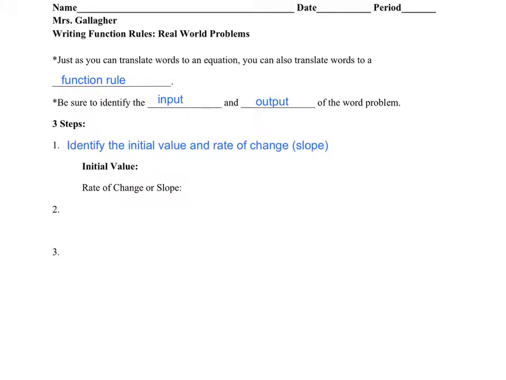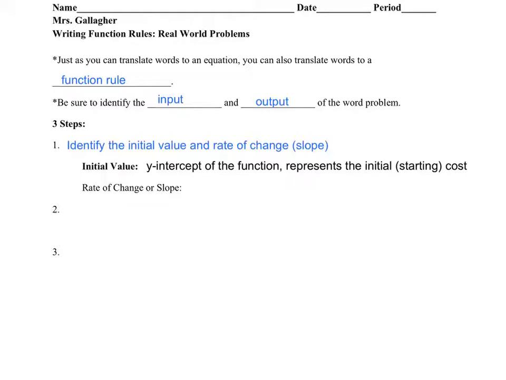So the initial value, what is our initial value? Your initial value is the y-intercept of the function. It represents the initial cost or the starting cost.